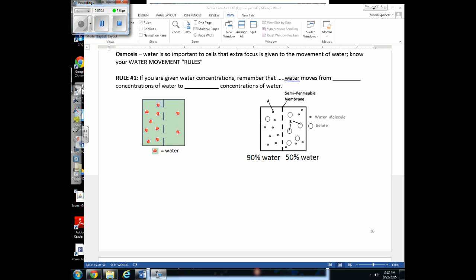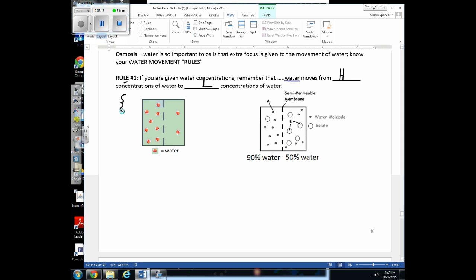Ultimately, I should be able to give you a description of 2 different solutions, and you should be able to predict which way water is going to move. So there are 4 different rules that you might have to apply to different diagrams. Rule number one is that water and all molecules always move from areas where they're in high concentration to areas where they're in low concentration.